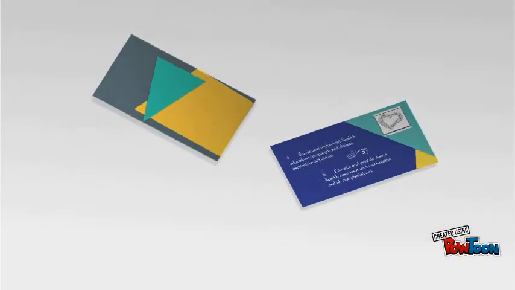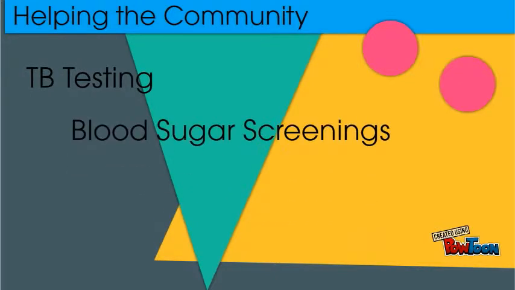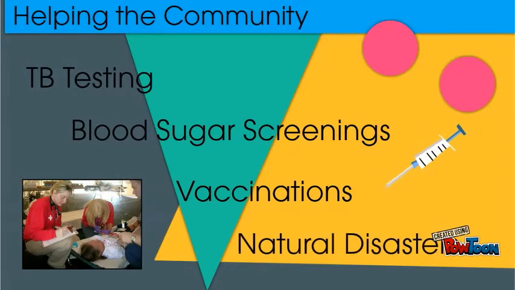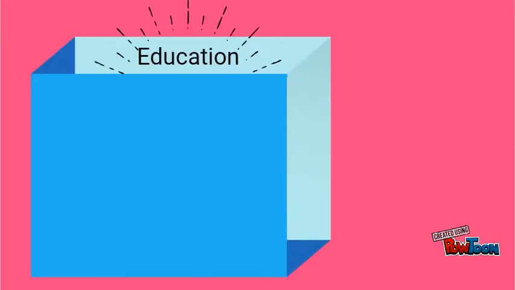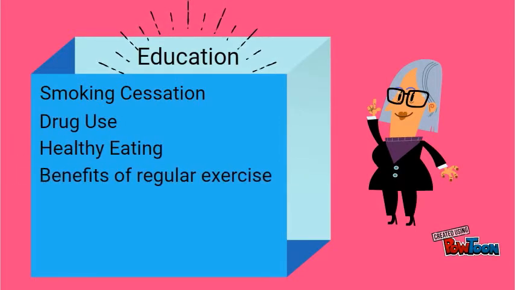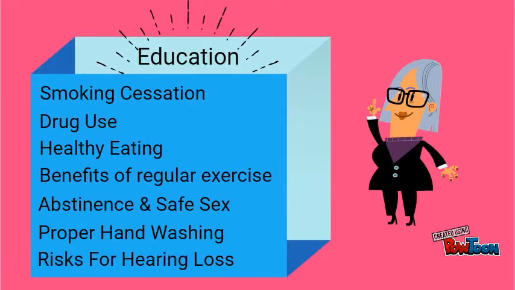Public health nurses help the community as a whole by providing TB testing, blood sugar screenings, vaccinations, assistance during natural disasters, and education on smoking cessation, drug use, healthy eating, benefits of regular exercise, abstinence and safe sex, proper hand washing, and risks for hearing loss.